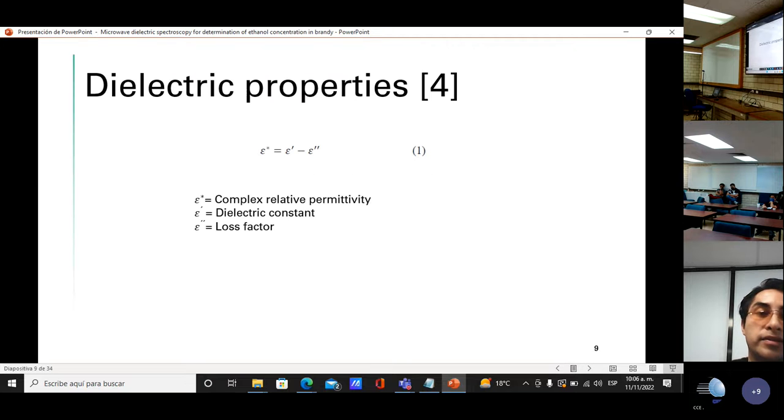Okay, dielectric properties. The complex relative permittivity can be expressed in terms of the dielectric constant and the loss factor. The dielectric constant is defined as a measure of the ability of a material to store electromagnetic energy. The loss factor is characterized by the amount of electromagnetic energy converted into heat in a material.